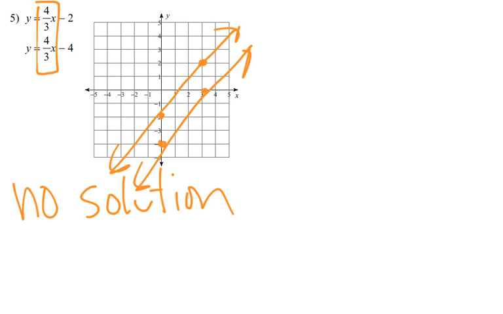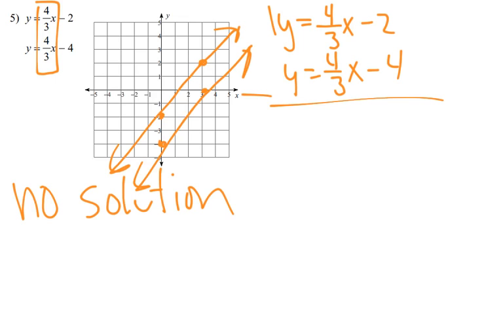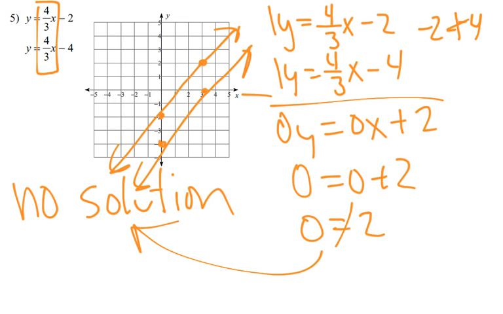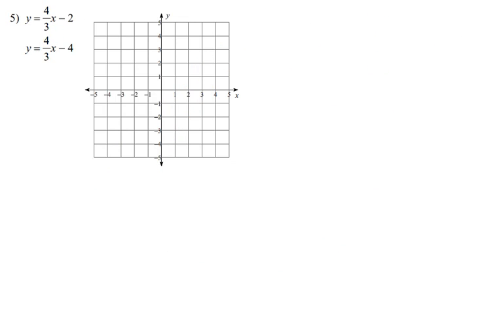Checking it out with elimination, we would subtract. 1 minus 1 is 0y, 4/3 minus 4/3, 0x, negative 2 minus 4 is a positive 2, because negative 2 minus negative 4 would be plus. Does 0 equal 2? No, it does not. No solution. If we're using substitution, they're both equal to y, so I set them equal to each other.